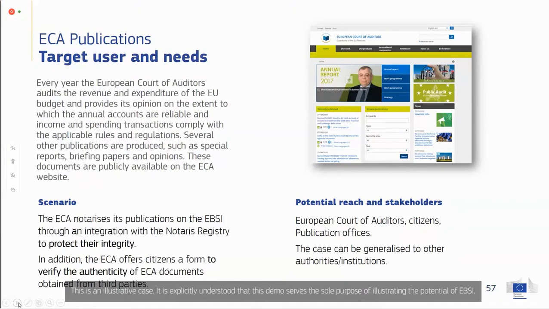Just quickly, a couple of words on the context. The court publishes every year several audit reports, briefing papers, and opinions that are a useful input to decision makers and are publicly available on the court's website. So as part of the pilot, the ECA notarized those publications to protect their integrity and also offered a form for citizens to submit and verify the authenticity of ECA documents that citizens may have received from third parties that they do not trust, or they may have found these documents somewhere on the internet. Next slide, please.